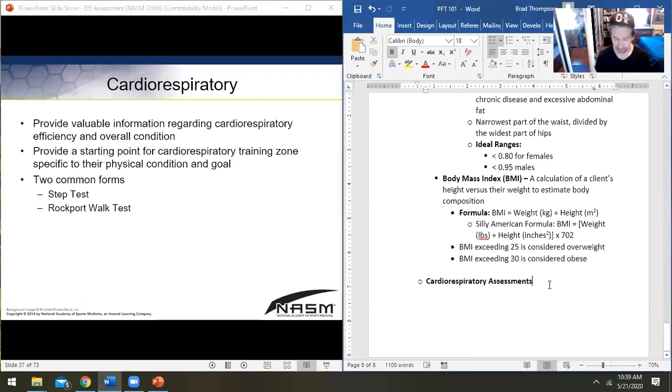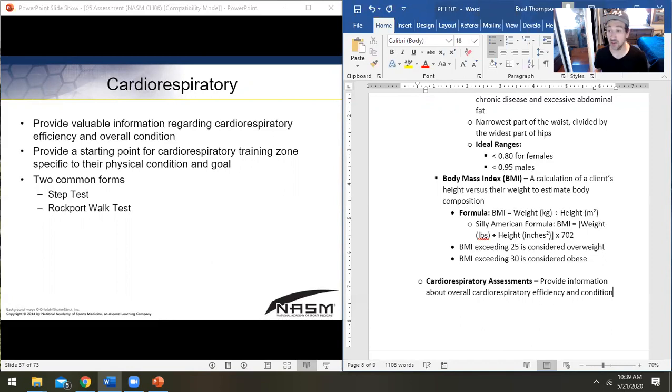So cardiorespiratory assessments are going to provide information about overall cardiorespiratory efficiency and condition, right? So you're just measuring how well somebody is performing their cardio. Why we want to do this is it is going to provide a starting point for cardiorespiratory training zones specific to the client.